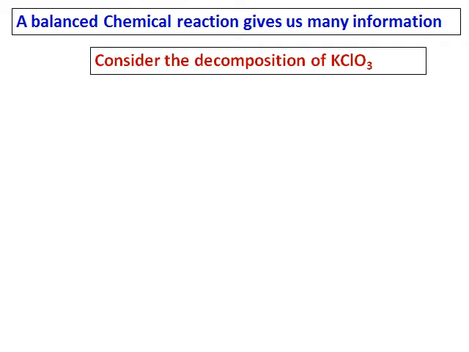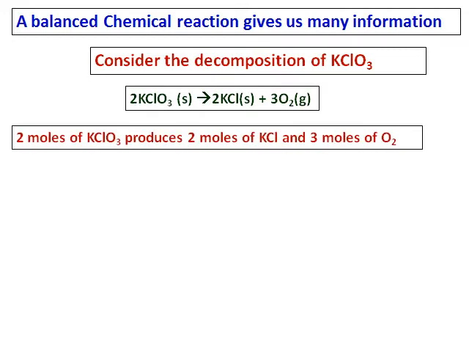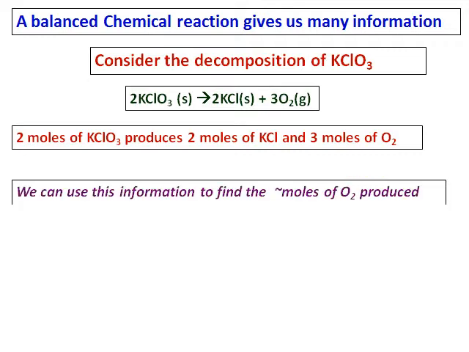So consider the decomposition of potassium chlorate, KClO3. Write a balanced chemical equation: KClO3 gives you KCl plus oxygen. So what I understand from this is that 2 moles of KClO3 produce 2 moles of potassium chloride and 3 moles of oxygen. I can use this information to find the approximate number of moles produced.